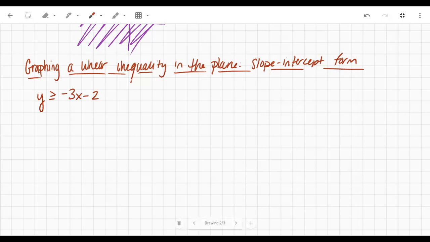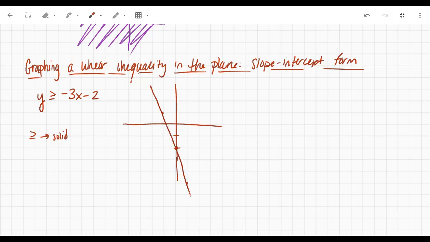Okay, so again, the first step is to graph your line. So your y-intercept of negative 2, and then your slope of negative 3. So down 3 over 1, up 3 left 1. Okay, and we're going to do a solid line because it's greater than or equal to. Okay, so we're going to do like this.